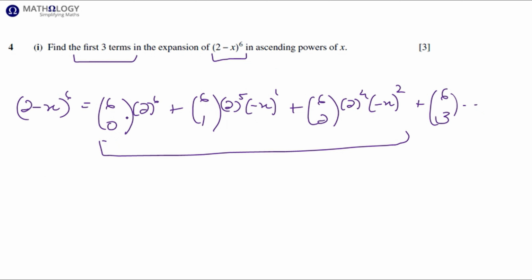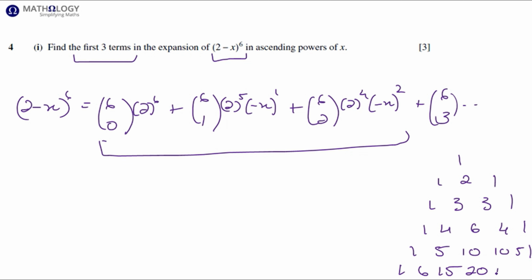If you prefer, you can always use Pascal's triangle to determine the coefficients of each of these terms. And just recall that Pascal's triangle looks like this, and if you prefer using Pascal's triangle, then by all means use it. So these are the coefficients here, this last row, the sixth row.